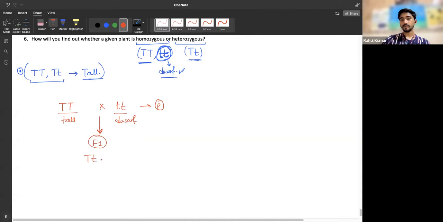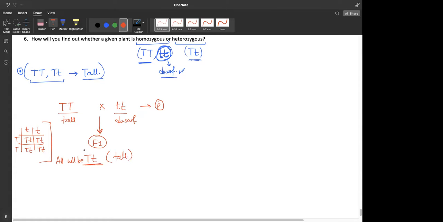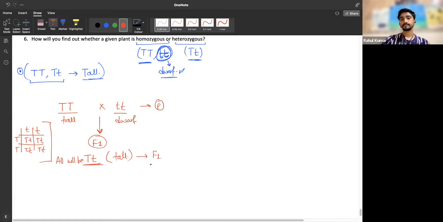All the plants will be capital T and small t, right? On one side it will be capital T, on the other side it will be small t, small t. So all will be capital T, small t. Do you understand? Say yes or no. Yes, sir. So all will be tall in the F1 if we start with this genotype, even if we do not know what the genotype is.